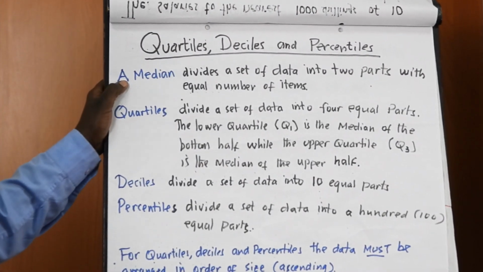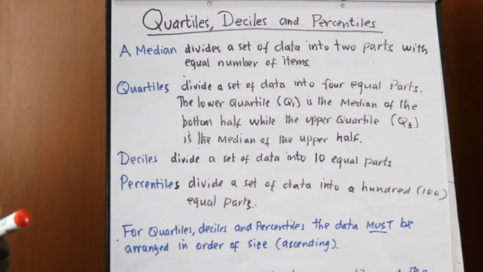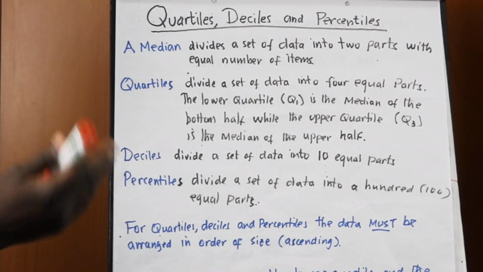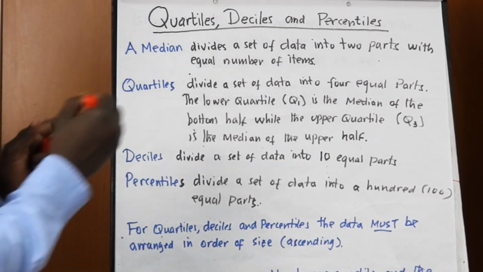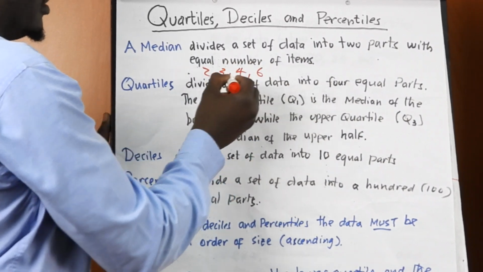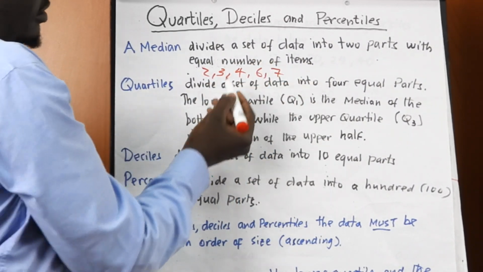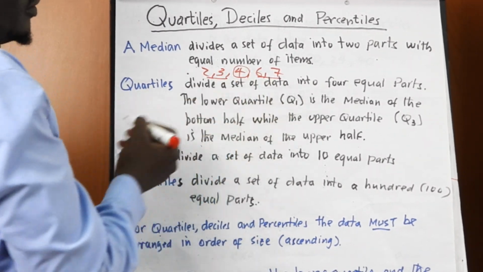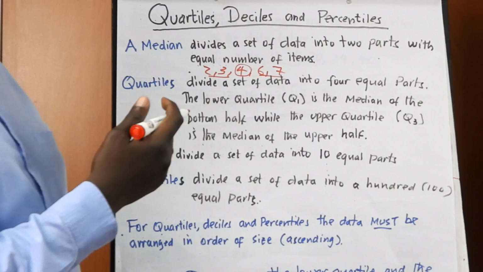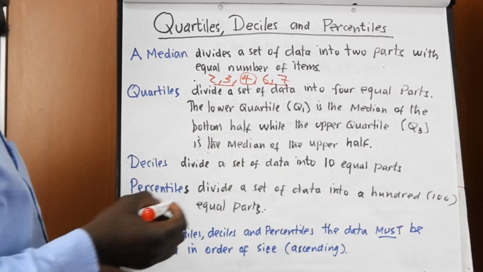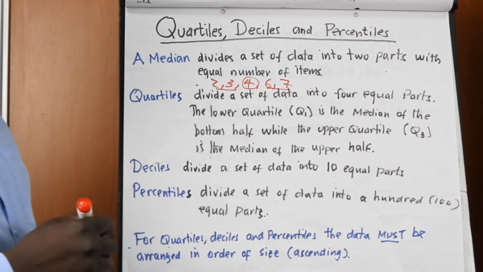Now, a median divides a set of data into 2 equal parts with an equal number of items. For example, if I have 2, 3, 4, 6, and 7, if I divide them, these are 2 and these are 2, then this will be the median. It will divide them into 2 equal parts. But quartiles divide a set of data into 4 equal parts.